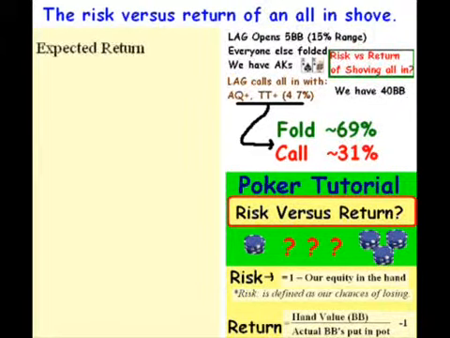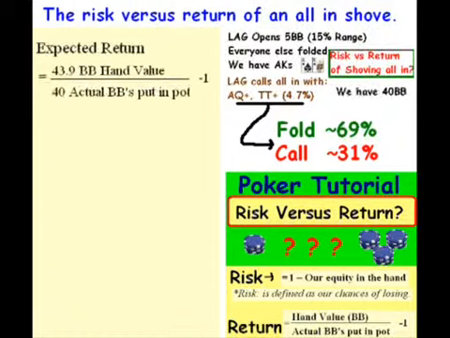Now, if you remember earlier from our demo here, return is hand value in big blinds divided by actual big blinds put in the pot, and then minus 1. Our hand value is 43.9 big blinds in this situation, and our actual big blinds put in the pot is 40. Divide that and subtract 1, you get 9.75%.